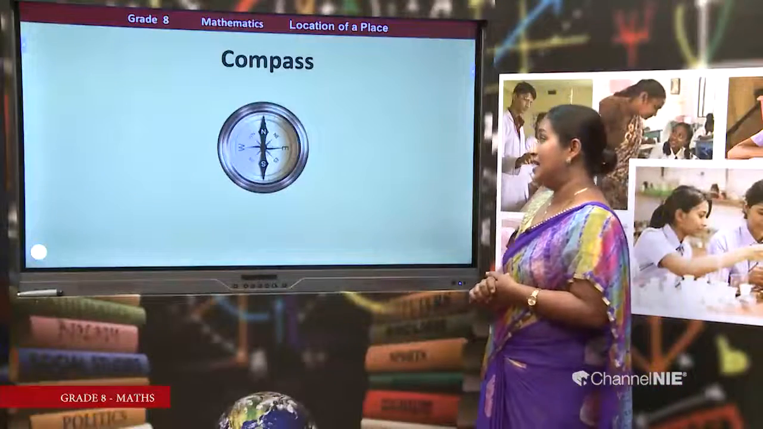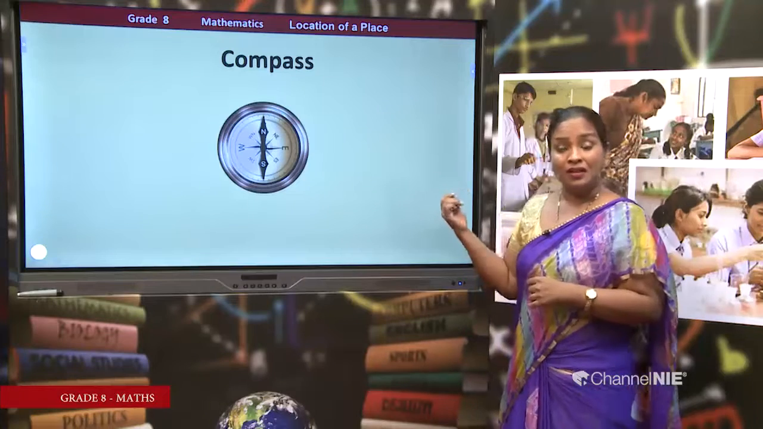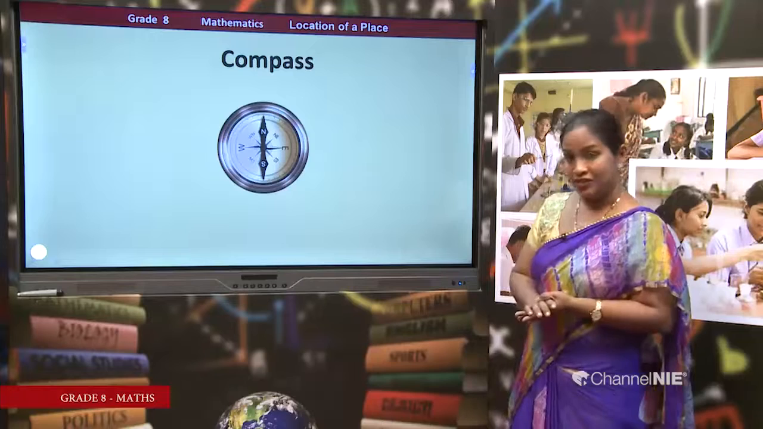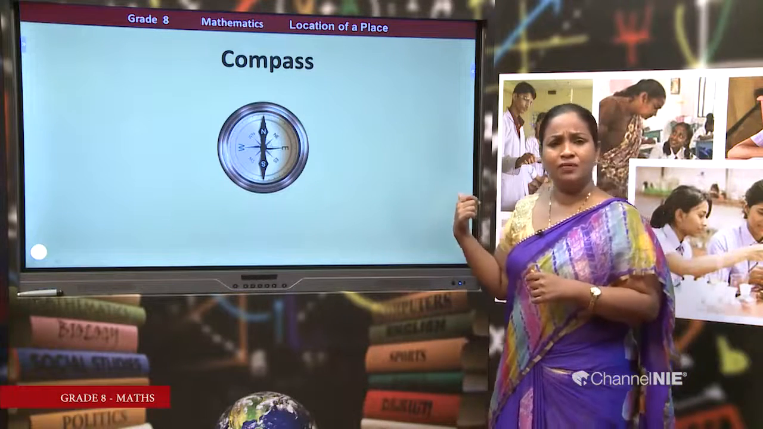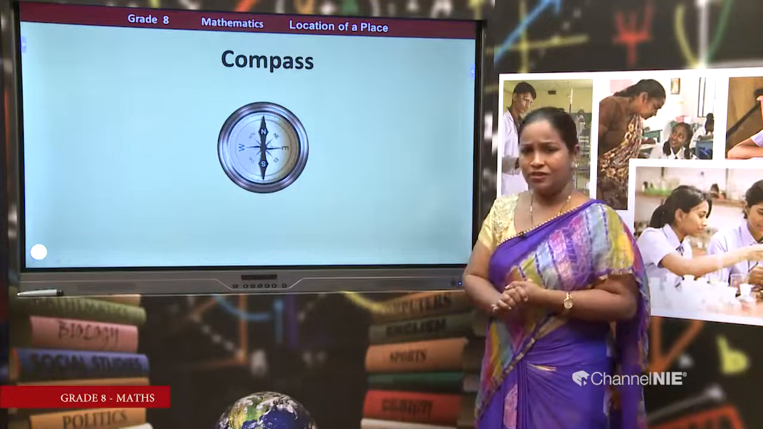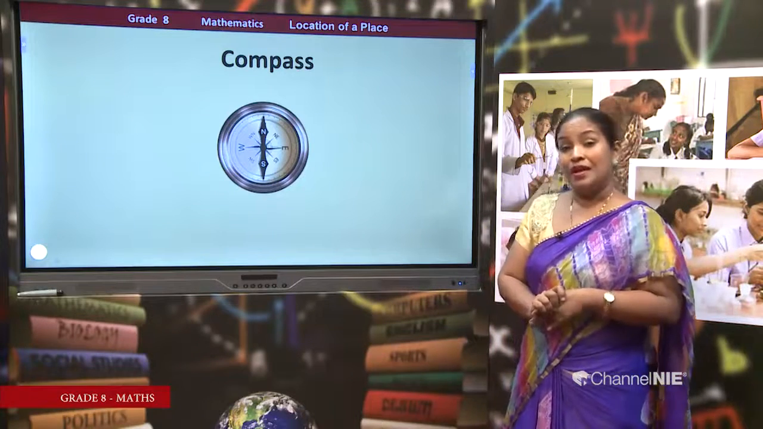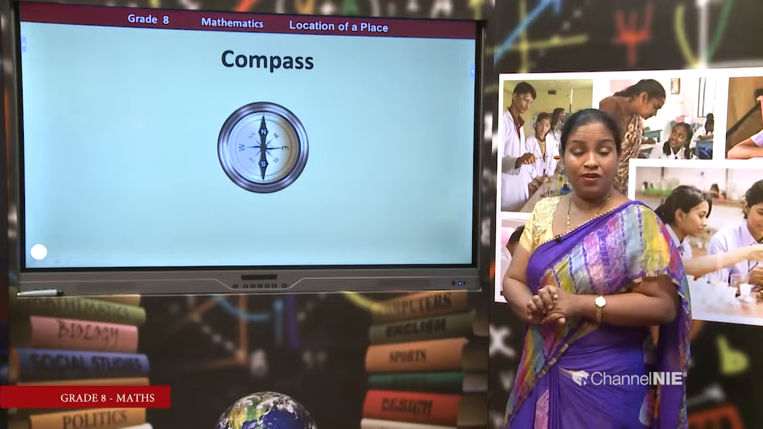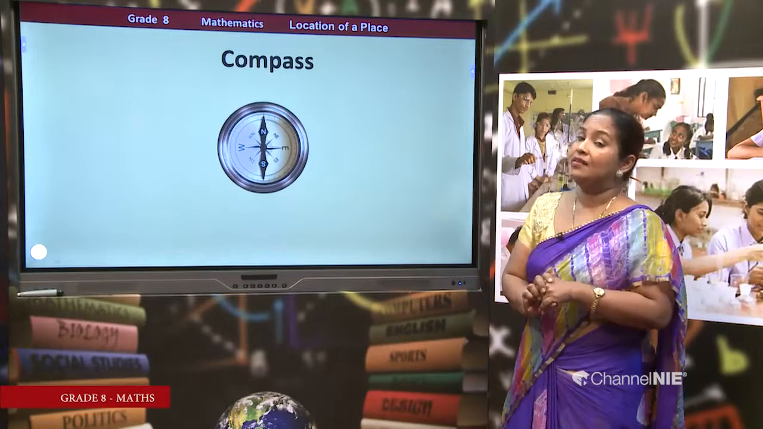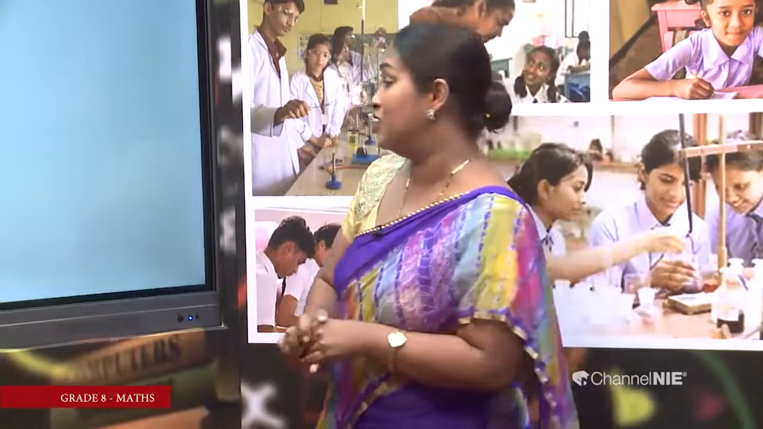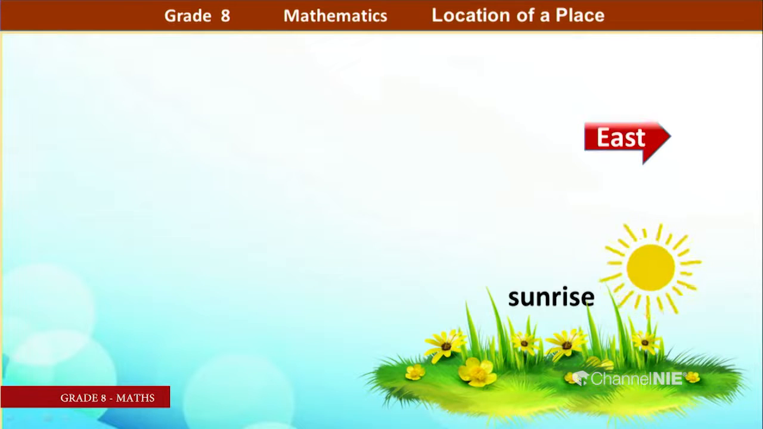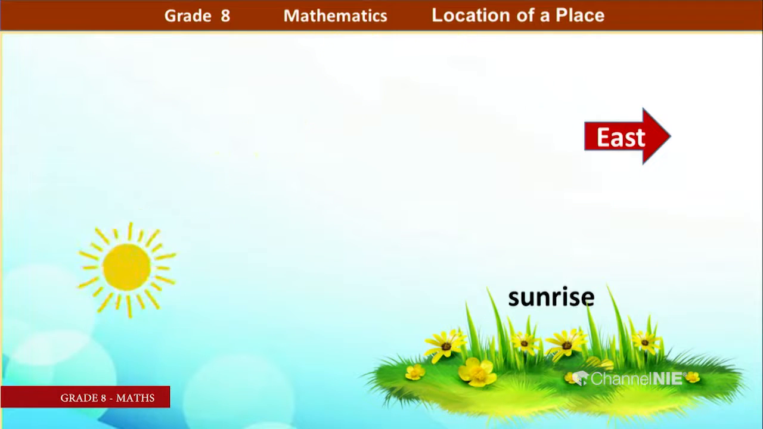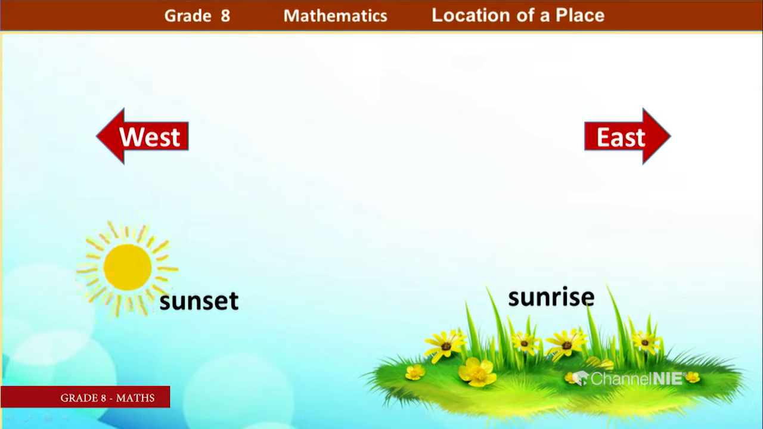This pointer indicates the north direction. If you know the north direction, you can find the rest of the directions easily. Do you need this instrument all the time to find the directions? I don't think so. In the daytime, you can easily find the direction. The behavior of the sun helps us to decide the directions easily. We will see this small animation. The sun rises in the east. Then what happens? The sun sets in the west. So, easily you can define east and west.